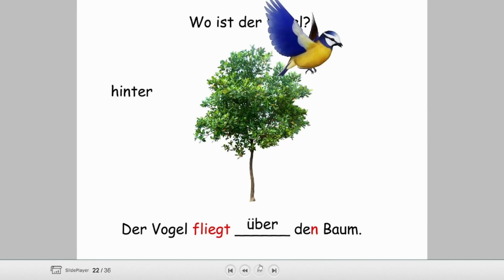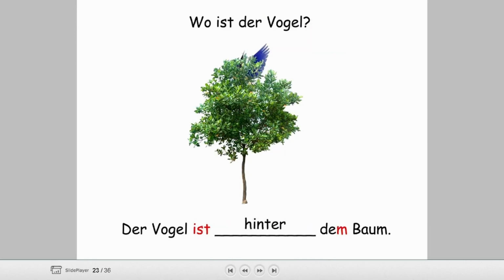Let's see one more. Now the bird is behind the tree. You will say the Vogel ist hinter dem Baum. Again it is not flying there, it is just there stationary. If you are saying it is flying, then you have to use accusative. Here you are saying the Vogel is behind the tree. So you have to use dative. No movement. Where is it?